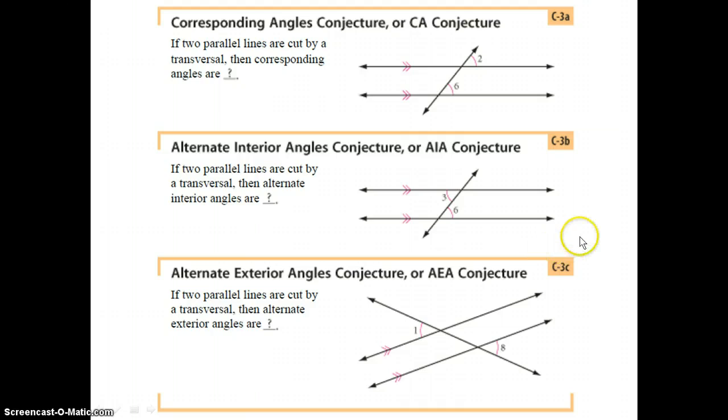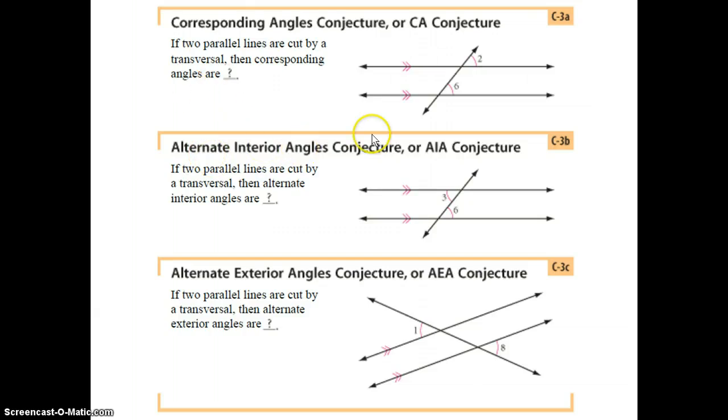Alright, so what that leads you to, once you've noticed that you can slide that on top and it matches perfectly, is the corresponding angles conjecture, or the CA conjecture. If two parallel lines are cut by a transversal, then corresponding angles are, in this case 2 and 6. Don't forget you've got other angles on the other side and down below, but any of these angles are going to be congruent. So replace the question mark there with the word congruent.